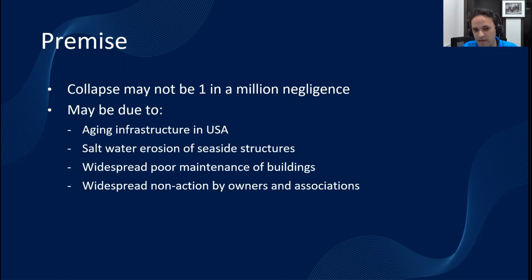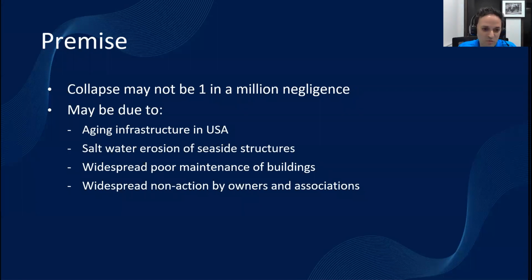I guess I should add here Miami sinking, or certain areas of land sinking, perhaps with sea level rise. Widespread poor maintenance of buildings could be happening across the country. And this one's interesting to me, widespread potentially non-action by owners and associations. So maybe they're doing some maintenance, but maybe they're also getting inspection reports that say, hey, there's structural damage here. And I wonder, and this is probably an educated guess, there's probably a large amount of these kinds of reports coming from engineers saying there's structural damage, and no one does anything about it because it's expensive.